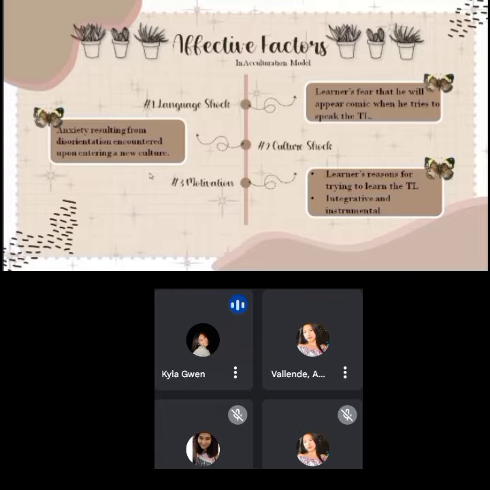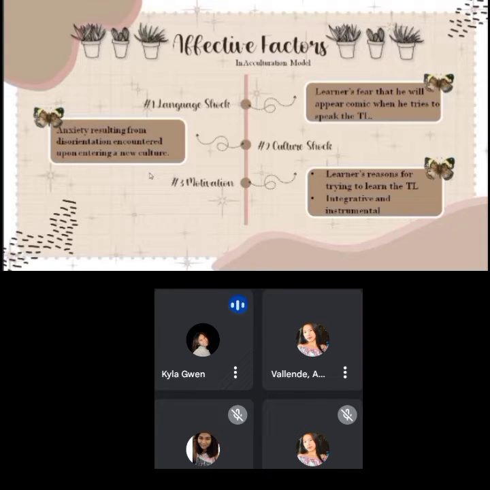So let's go to the factors affecting the acculturation model. First is the language shock. Learners fear that they will appear comic when they try to speak the target language. This is the language shock, and it hinders English language learning or second language acquisition.